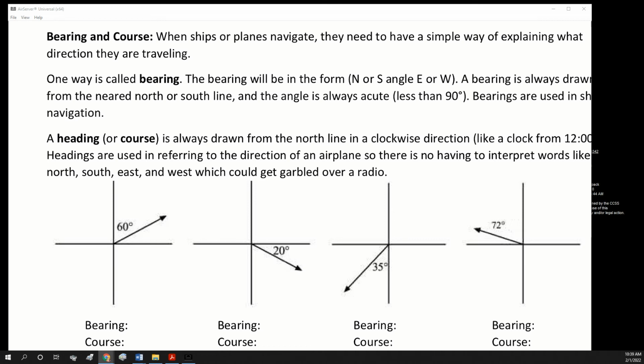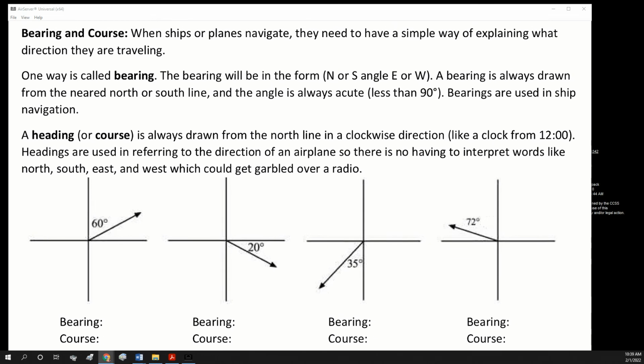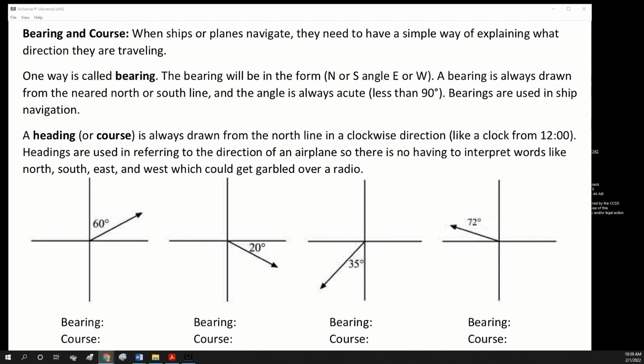Okay, so today we are going to talk about bearings and courses. If you're ever interested in learning how to navigate ships or airplanes, it's a good day to understand. We're going to be on page 4. When ships or planes navigate, they need a simple way of explaining what direction they're traveling. It's not like in a vehicle where you can just turn right on whatever street. They have to use angles to know they're going in the right direction.